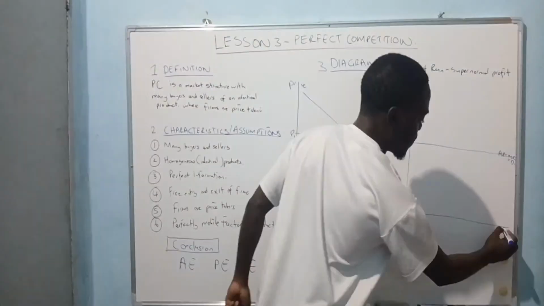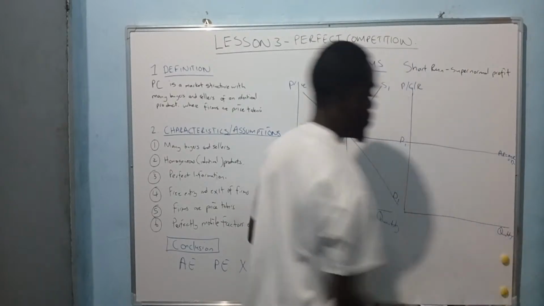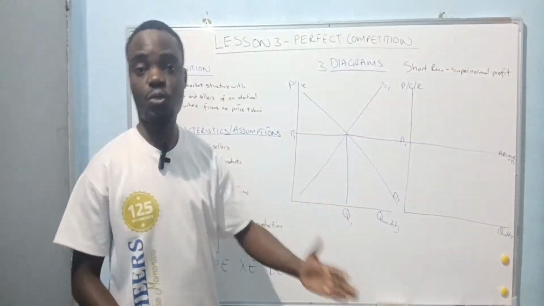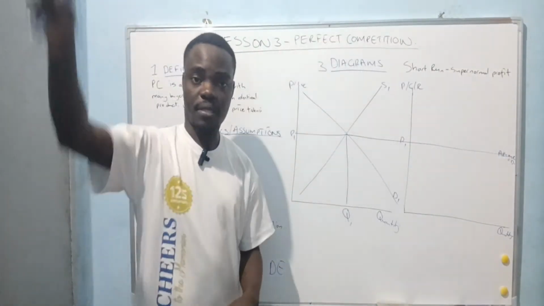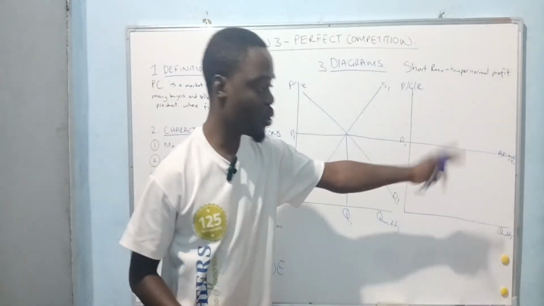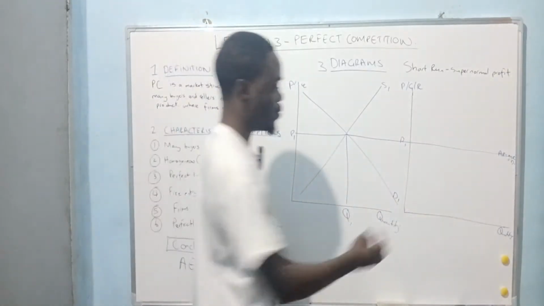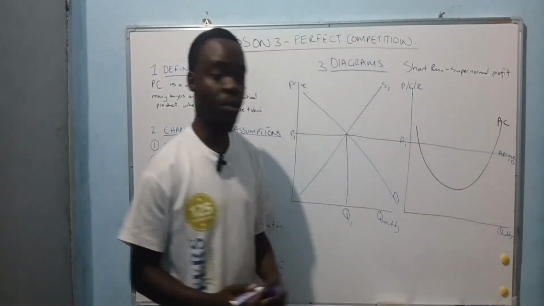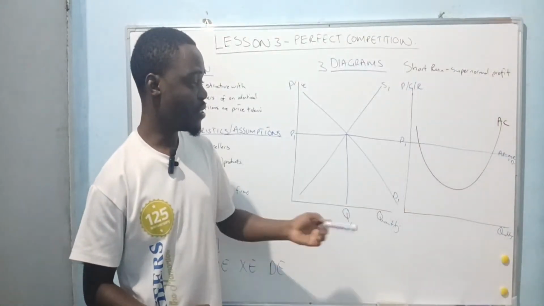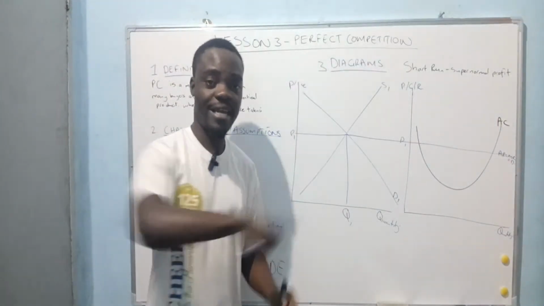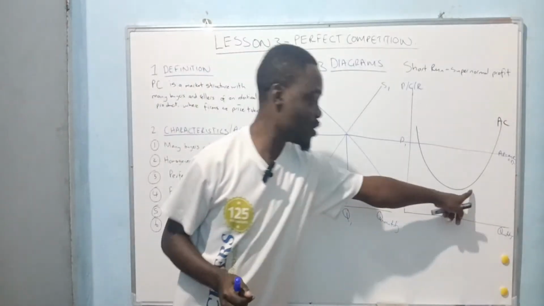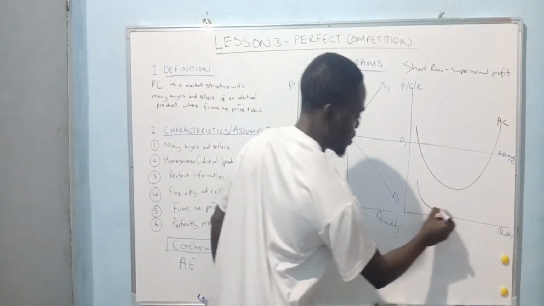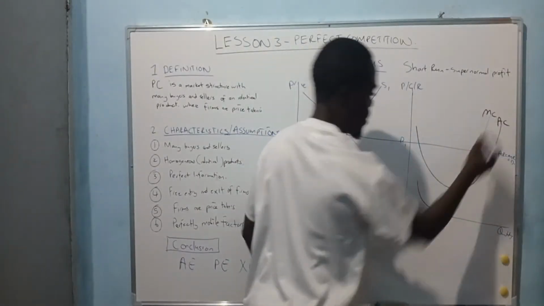I also have quantity here as usual, right? Then what you do is draw the average cost curve, which is a curve like this. You draw it below the average revenue curve. So you come here and you draw it like this. That's how you draw your average cost diagram. Then you have to draw marginal cost, which is like a Nike tick, cutting average cost at its lowest point. So you draw it like this, cutting at this lowest point.